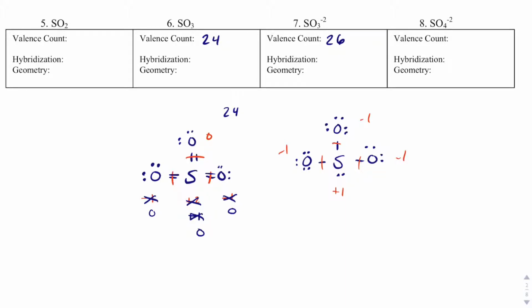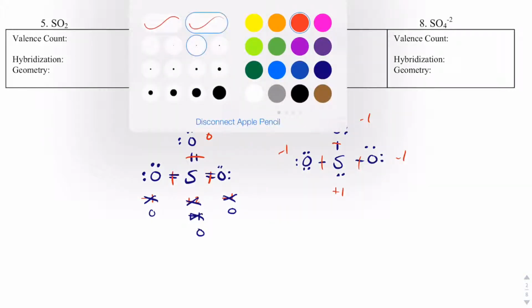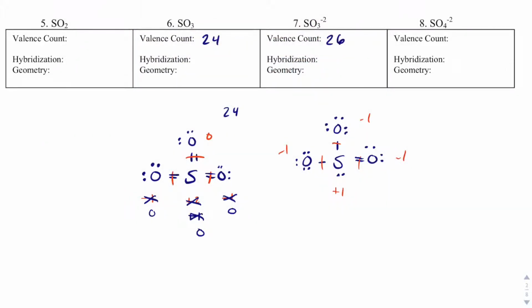I'm going to pick any of my oxygens. I'm just going to pick the right one, and I'm going to move those electrons to create a multiple bond. That brings the oxygen formal charge down to 0, and then the sulfur formal charge down to 0. I no longer have an attraction, so I am done.